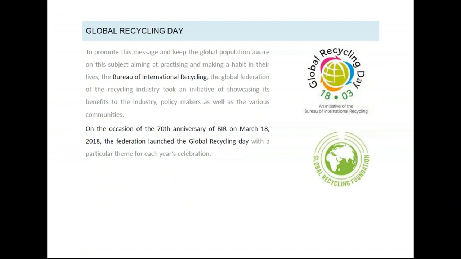To promote this message and keep the global population aware on this subject, aiming at practicing and making a habit in their lives, the Bureau of International Recycling, that is the Global Federation of the Recycling Industry, took an initiative of showcasing its benefits to the industry, the policymakers, and all the various communities. On the occasion of the 70th anniversary of BIR, on March 18, 2018, the Federation launched this Global Recycling Day with a particular theme for each year's celebration.